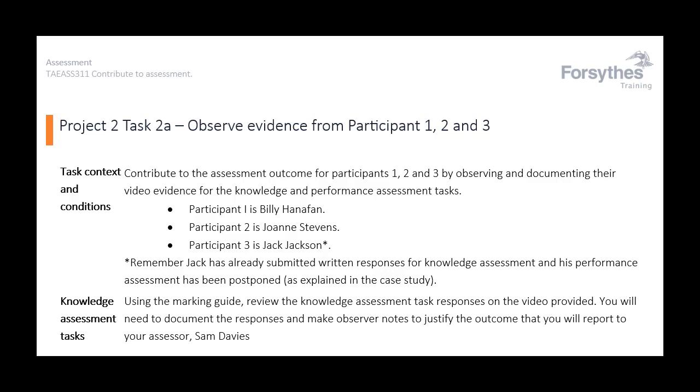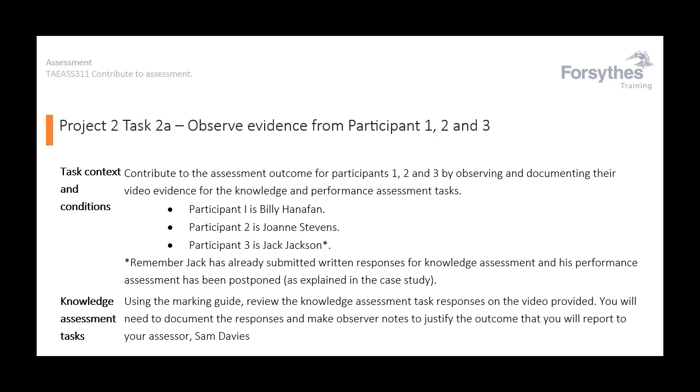Project 2 Task 2 is where you're going to observe the evidence provided by Billy, Joanne and Jack. Your role in this is to document that evidence that you are seeing and observing so that the assessor can read your notes and it helps them to make a final judgment of competency. Your note-taking is critical to this process, and an understanding that your assessor requires the detail in those notes to make that judgment is quite important.